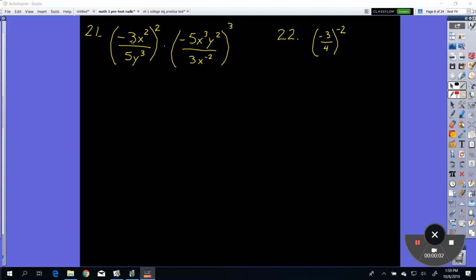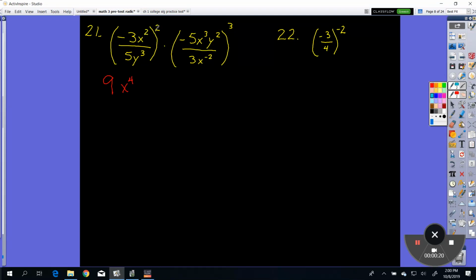So you have a negative 3 that's being squared. A negative times a negative is a positive, so that makes that 9. And then we have x squared squared, which makes x to the 4th. So that's the top part.